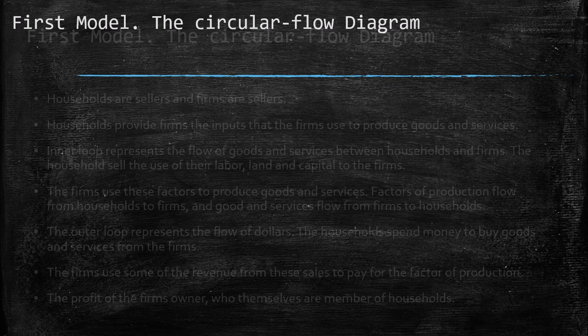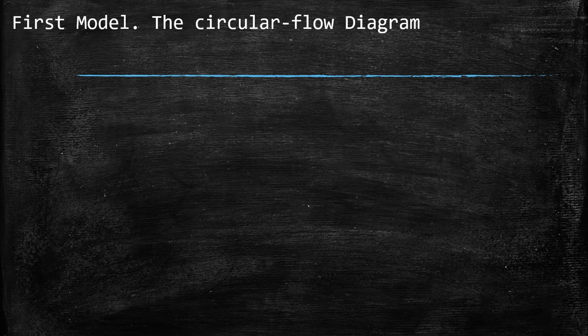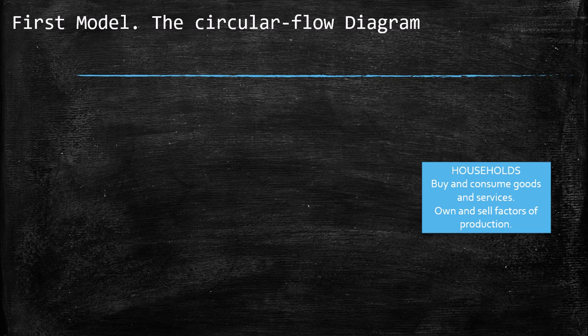Okay, so in order to understand better what we said before, let's think about the households. We know that on one side they buy and consume goods and services, but on the other side they own the factors of production and they sell them. So the first arrow is about spending. What do households spend? They spend on goods and services.